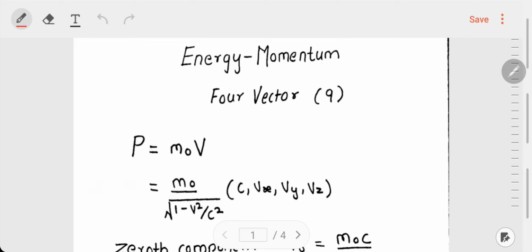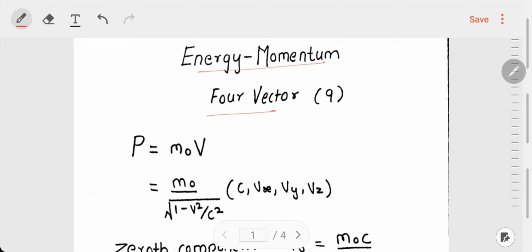This is lecture 9 of the series Special Theory of Relativity, and the topic for today's lecture is the energy momentum 4 vector. This lecture is going to be the continuation of the previous lecture, that is the lecture on 4 vectors. In this lecture, I'll be discussing the most important 4 vector, that is the energy momentum 4 vector.